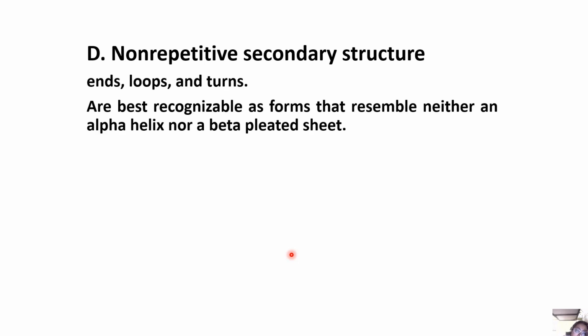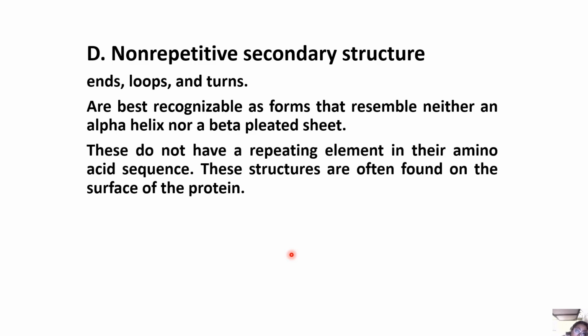Now, non-repetitive secondary structures, loops and turns, are best recognizable as forms that resemble neither an alpha helix nor a beta-pleated sheet. These do not have a repeating element in their amino acid sequence. These structures are often found on the surface of the protein.